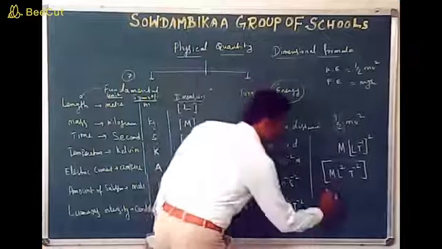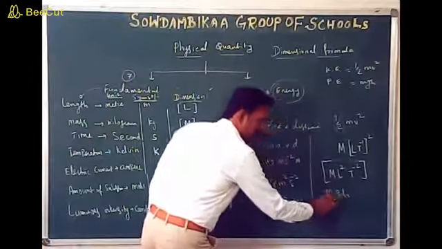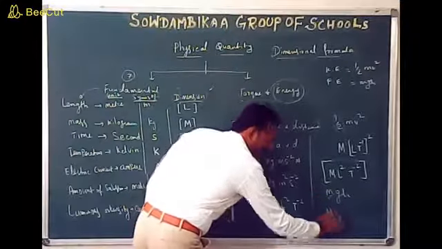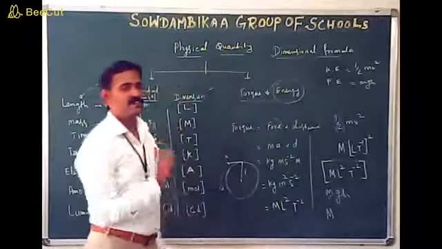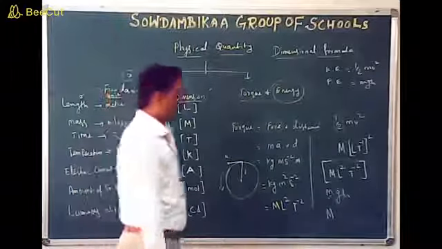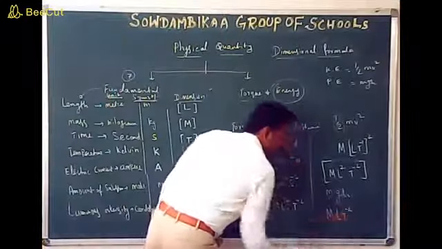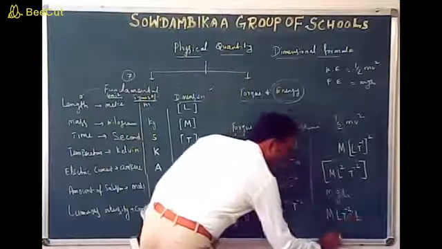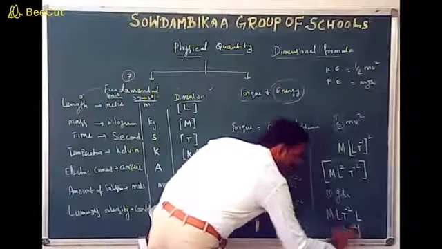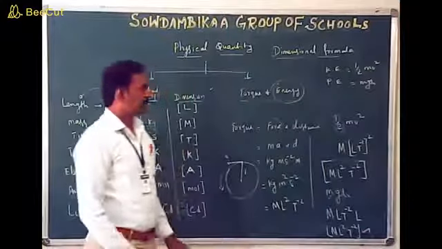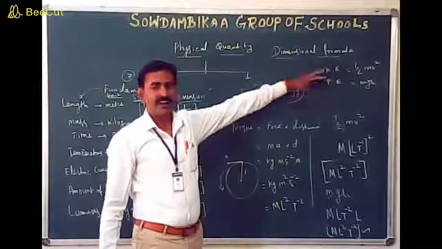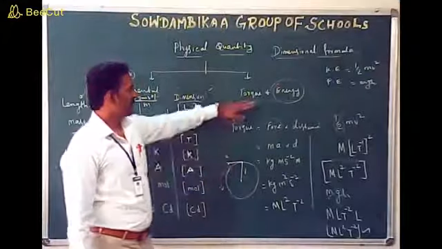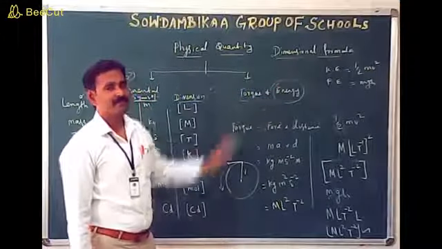How is mgh? In mgh, m is mass, not meter, so the dimensional formula for mass is capital M. g is the acceleration due to gravity; the dimensional formula for acceleration is L t power minus 2, and h is height, so the dimension is L. After simplification, M L square t power minus 2. So whether it is kinetic energy or potential energy, all energies have the same unit and the same dimensional formula. So in this question, the torque and the energy have the same dimensional formula.